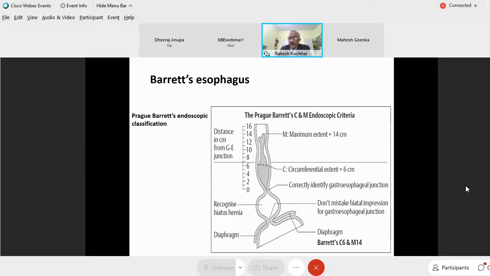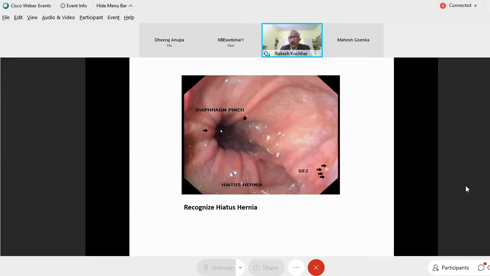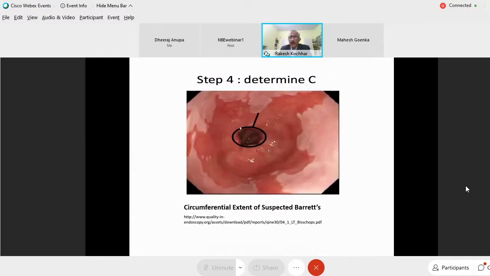You estimate two parts of it, the circumferential extent and the maximal extent, C and M. This is how you look at it: the diaphragmatic pinch, this is the hiatus hernia, and when you have the Barrett's mucosa, this will be the circumferential extent, and this will be the maximal extent. From the diaphragmatic pinch to a supposed circular area, which is the bare minimum, will be the C part, and this will be the M part.